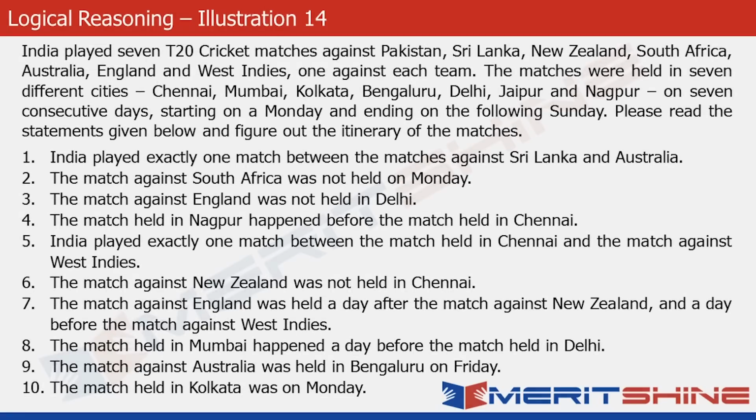The problem here gives us some information about the matches played by the Indian cricket team over 7 days. These matches were against 7 different opponents and they were played in 7 different cities. The first match happened on the Monday of a week and the last match happened on the following Sunday. So that's one match every day. With the help of the 10 statements given in the problem, we need to find out the itinerary of the matches.